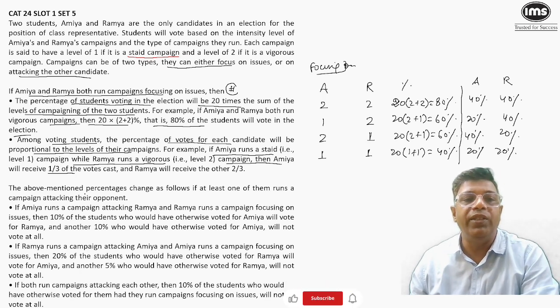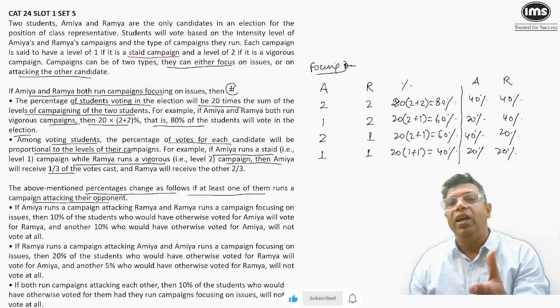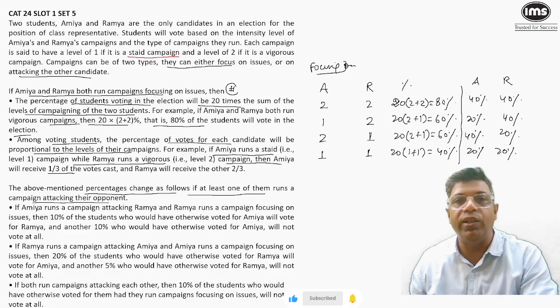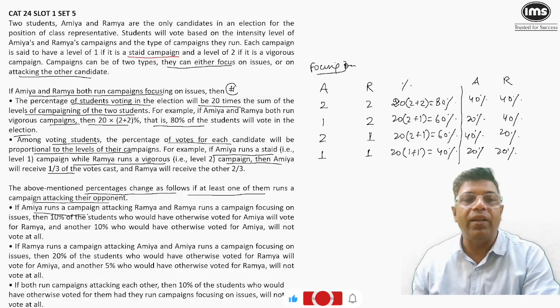Now the above mentioned percentages change as follows if at least one of them runs an attacking campaign. So the moment any of them starts an attacking campaign, this percentage will change accordingly. So let's read how it is going to change. If Amya runs a campaign attacking Ramya and Ramya is focusing on issues, then 10% of students who would have otherwise voted for Amya will vote for Ramya.